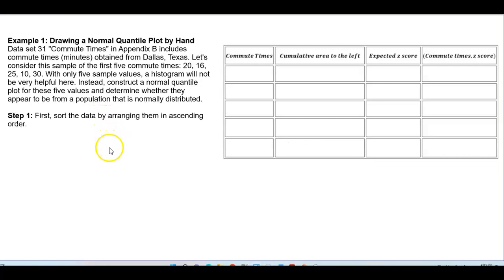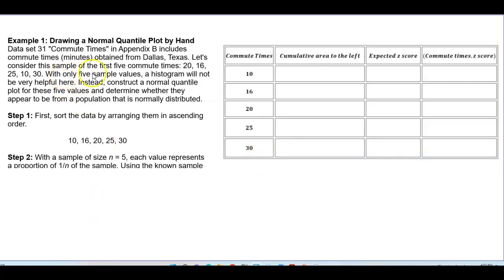So for step 1, the first thing we want to do is sort the data by arranging them in ascending order. So we want to make sure that we start with the lowest number and end with the highest number. So therefore we're going to get 10, 16, 20, 25, and 30. If you look over here, we created a table. The first thing we want to look at is the commute times, so we're going to put this in the first column. So we have our 10, 16, 20, 25, and 30.